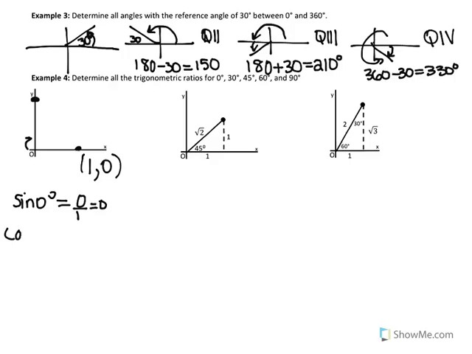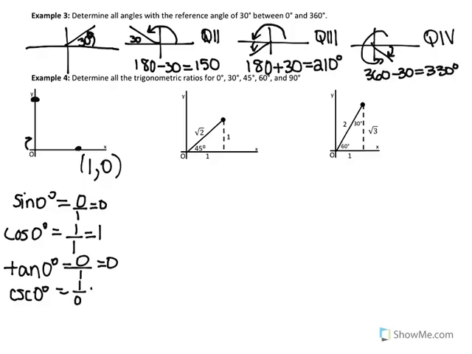Our cosine of 0 degrees has a run of 1 and a length of 1, so it's 1. Our tangent of 0 degrees has a 0 rise over a run of 1, so it's 0. Now we're going to go cosecant. Cosecant is the flip of our sine function, so it'd be 1 over 0, which is undefined.